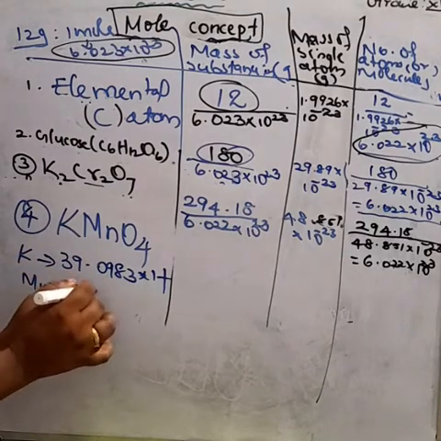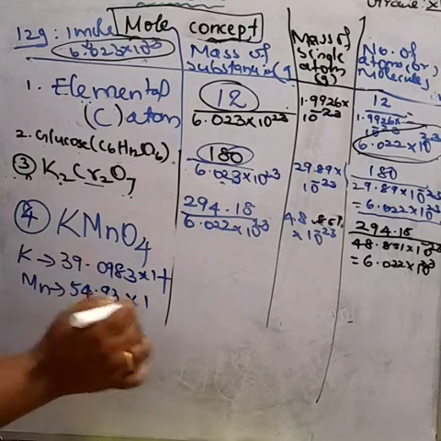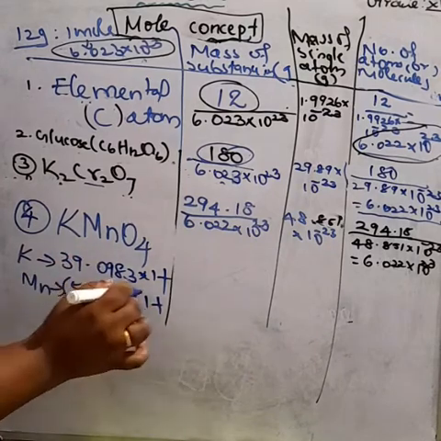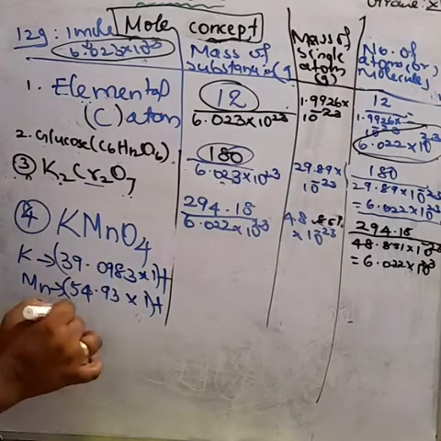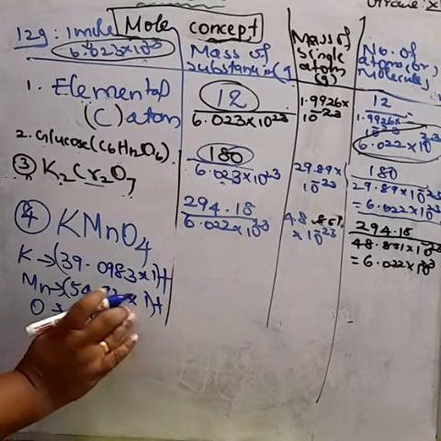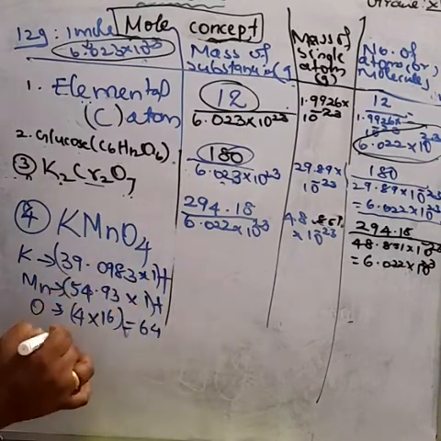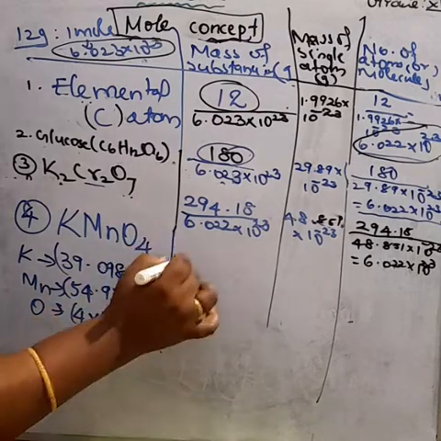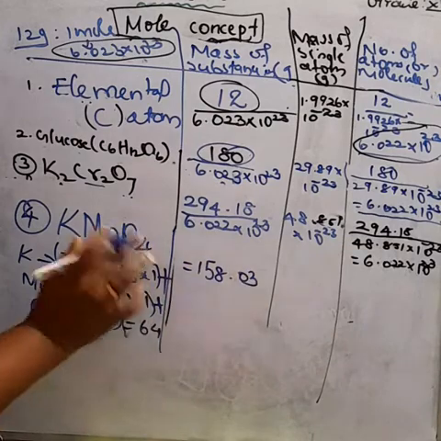54.93. Only 1 atom is present. Plus oxygen, 4 atoms. The atomic mass of oxygen is 16, so 4 into 16 is 64. Totally, adding these 3, we get 158.03 gram. This is the molecular mass of 1 mole of potassium permanganate.